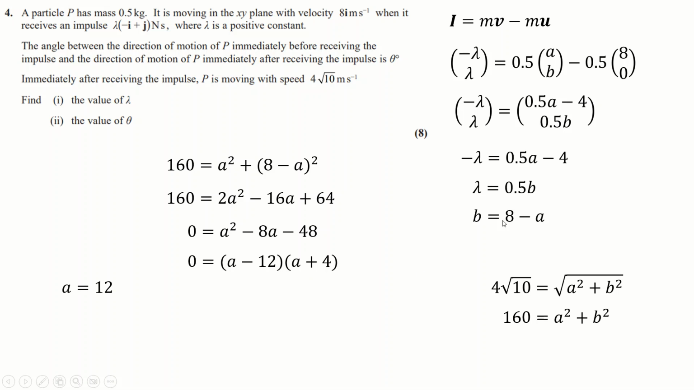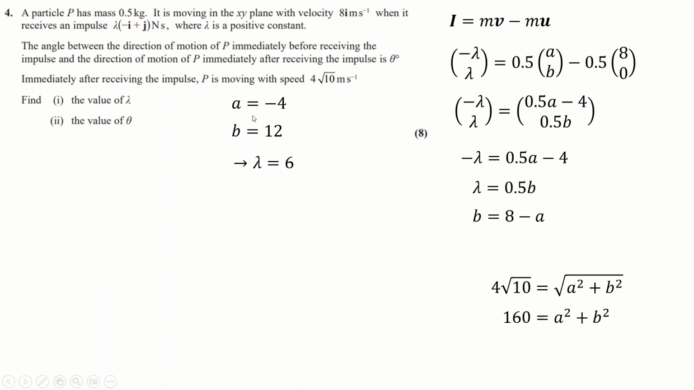Like if a was 12, that makes b minus 4, which makes from here, that makes lambda minus 2. But you're told lambda is a positive constant, so that's not a thing. So now you say, okay, well, what if a is minus 4? That makes b 12, and that makes lambda 6, which makes a lot more sense according to the condition here. So that's actually the thing that we want. Find the value of lambda, I have done.